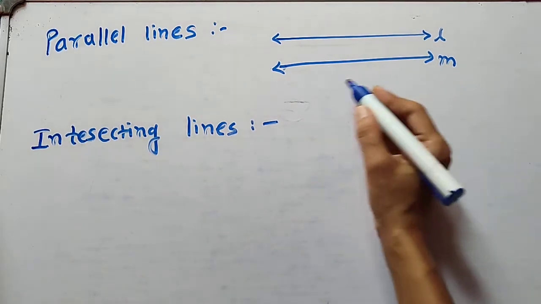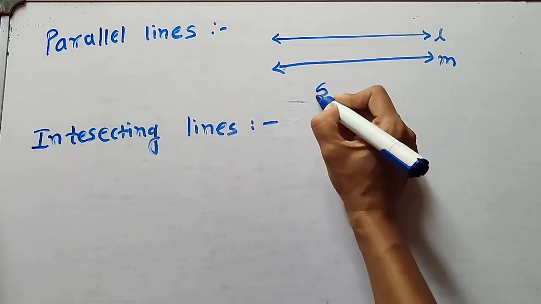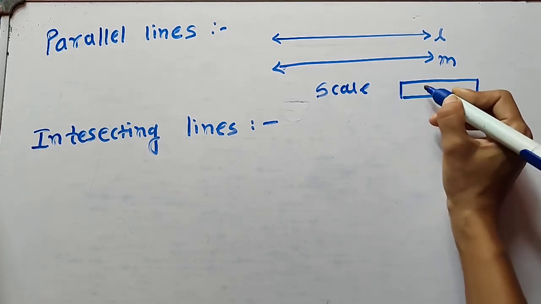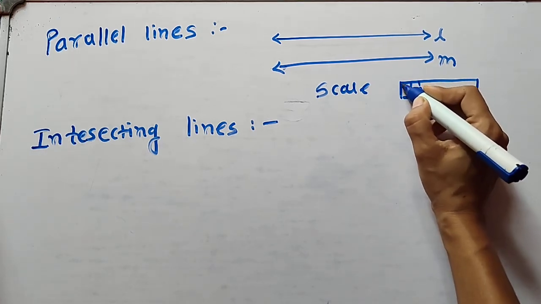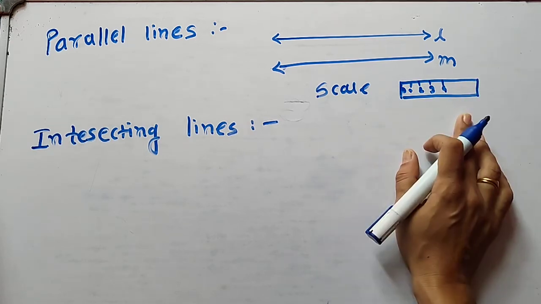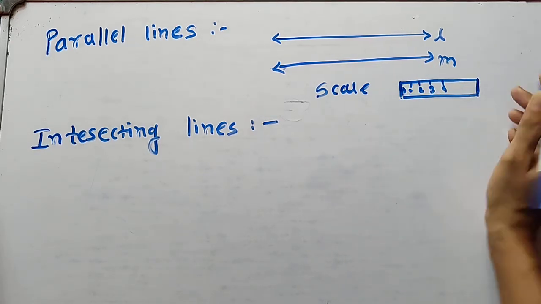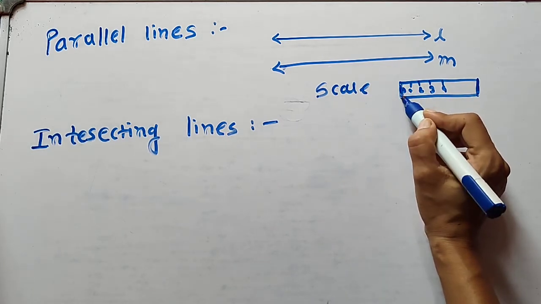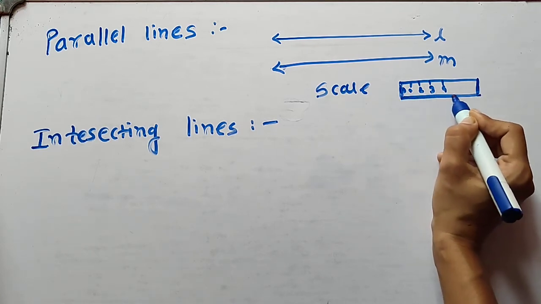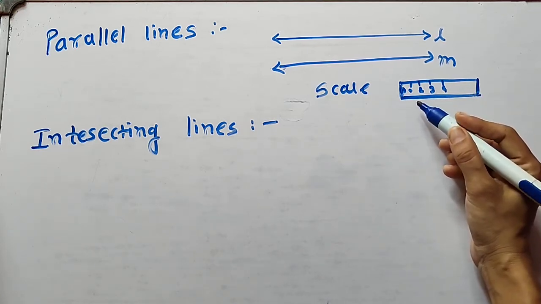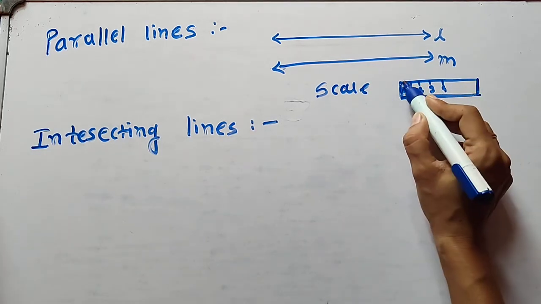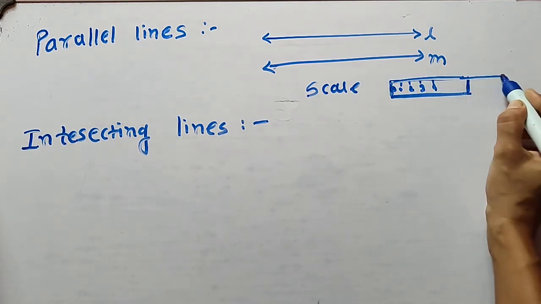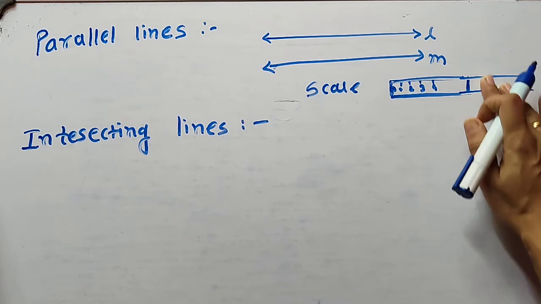There are also some line segments. Suppose we use a scale, numbered 1, 2, starting from 0, 3, 4. This is an example of a scale. These two lines are parallel to each other. These are line segments because they have both starting point and ending point. So these lines are parallel to each other. Line segments that never meet, even if we extend them, never meet each other. This type of lines are called parallel lines.